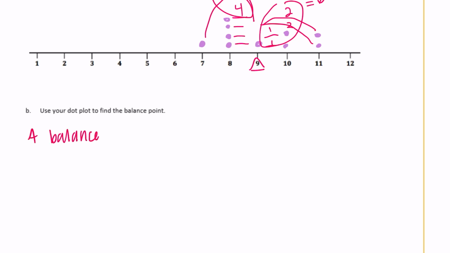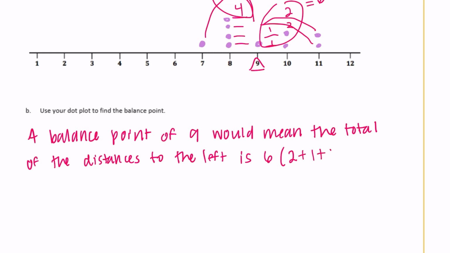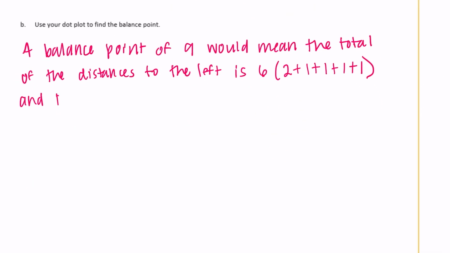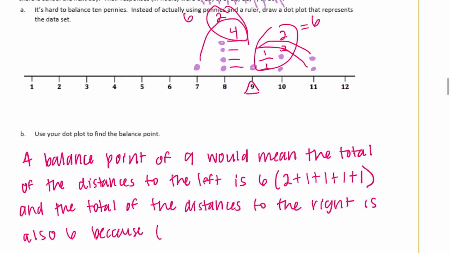So let's say a balance point of 9 would mean the total of the distances to the left is 6, because we had 2 + 1 + 1 + 1 + 1, and the total of the distances to the right is also 6, because we had 2 + 2 + 1 + 1, which is equal to 6.